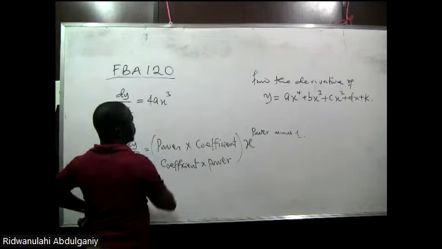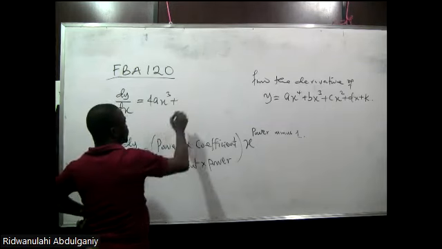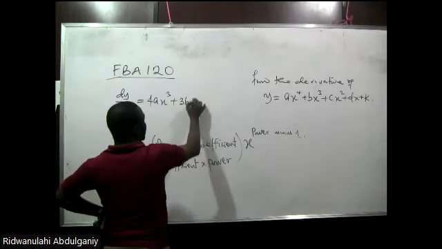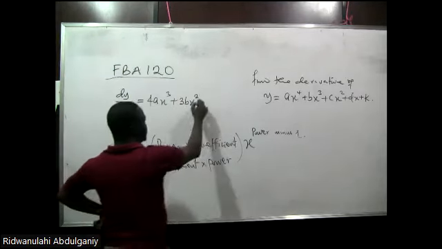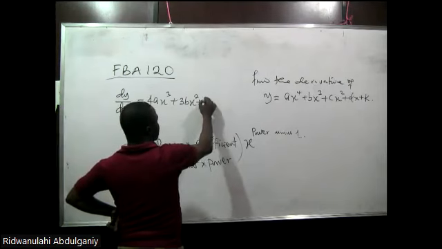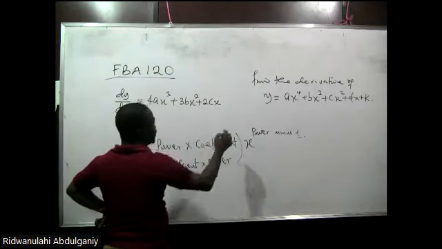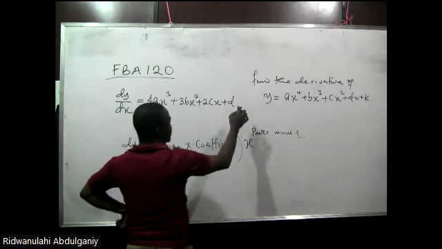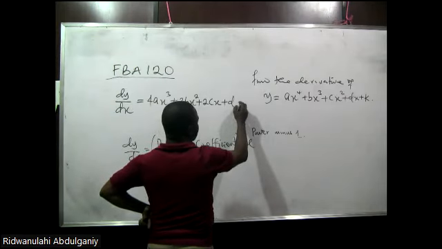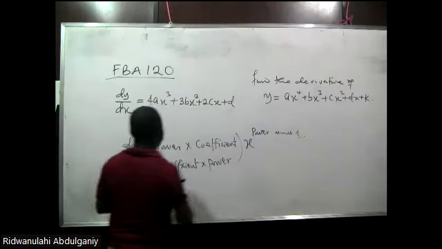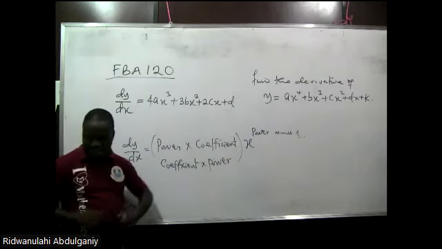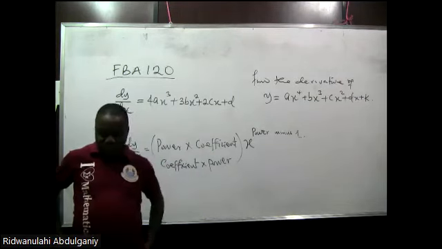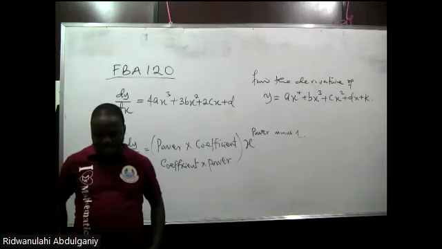4ax cubed plus 3bx squared plus 2cx plus d plus 0. Okay. So you are saying that this is your final result. Yes, sir. I disagree with you on this. You will see the result very soon. Okay, who else wants to try?